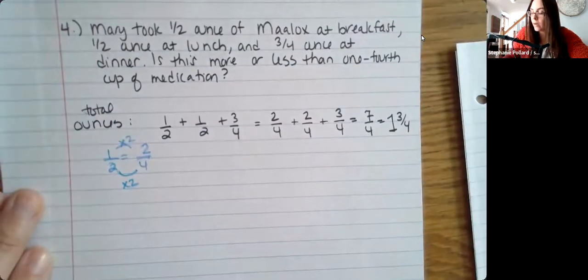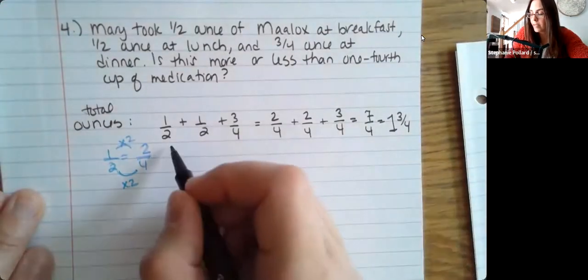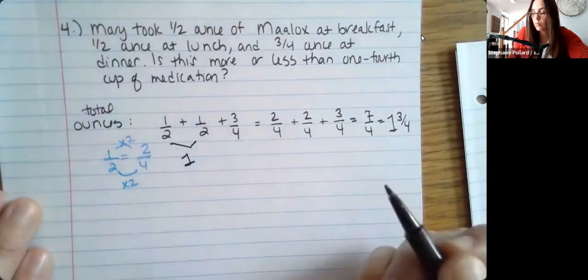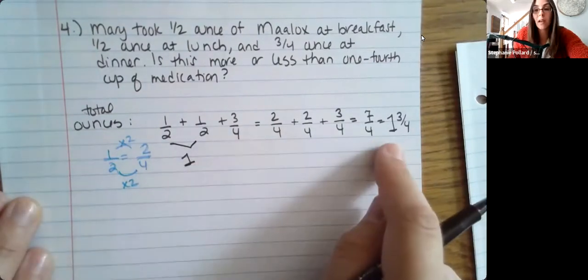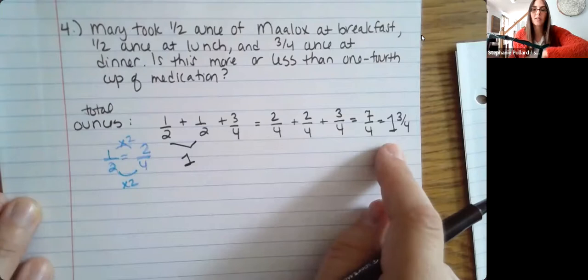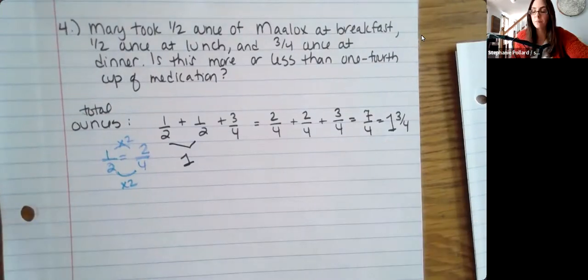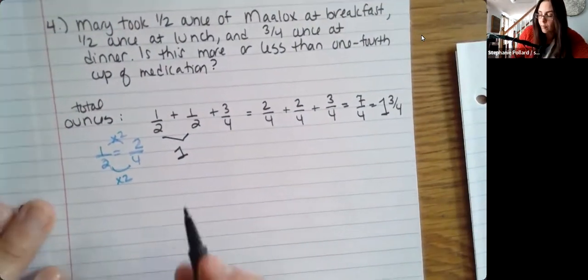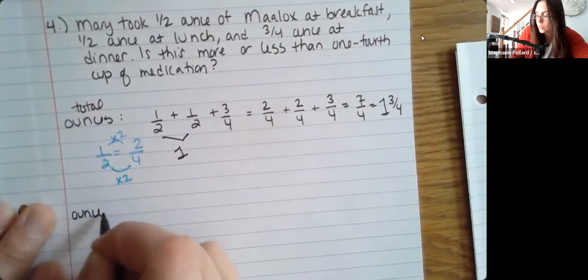Another thing you could do to add here is recognize that a half plus a half is 1 whole. So there's your 1 3/4. So it's another way you could have added this one, where it just happens to be a pretty easy addition. So once we have our ounces, now I'm going to go from my ounces to cups.